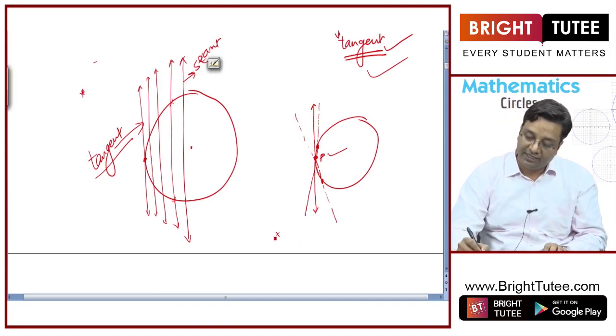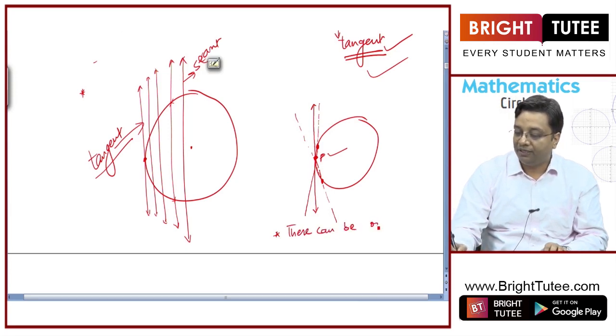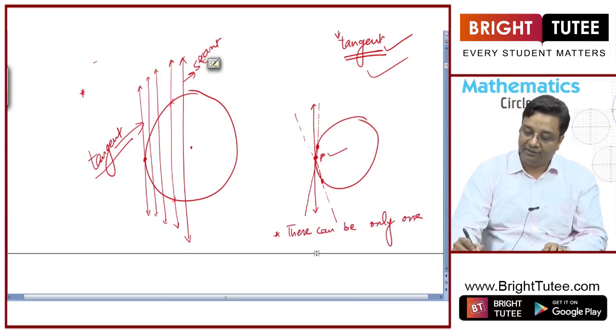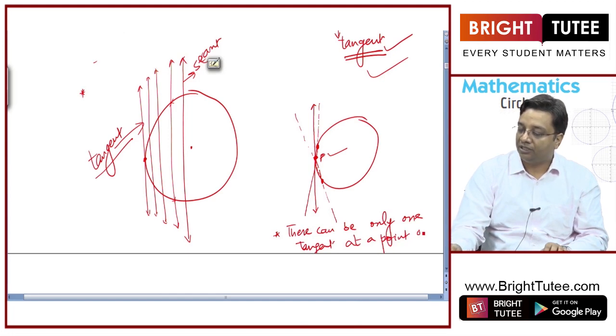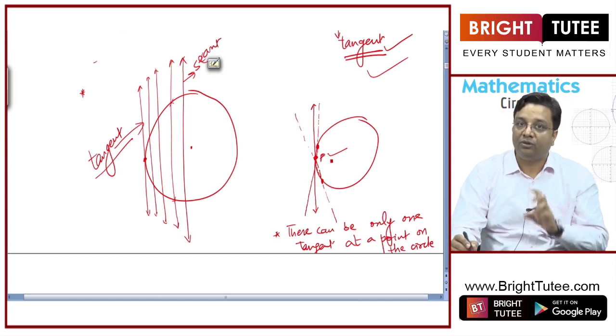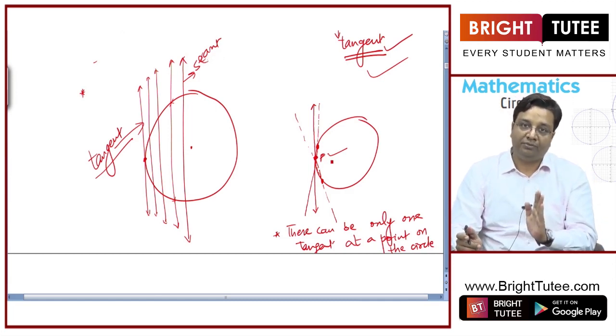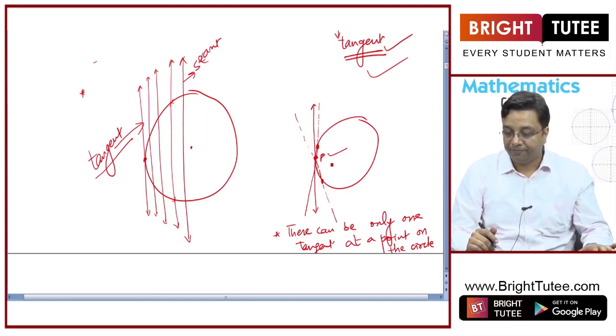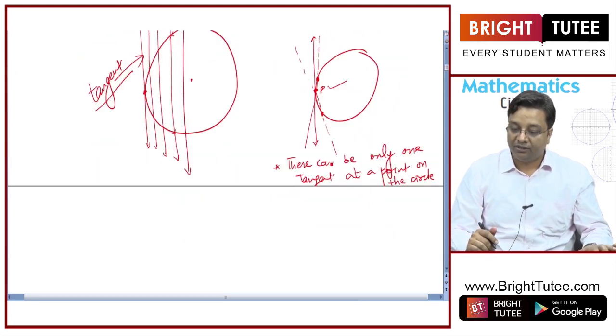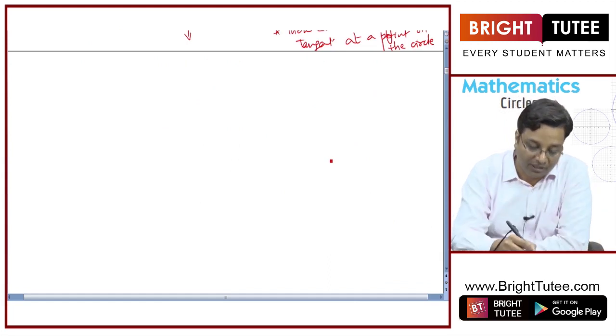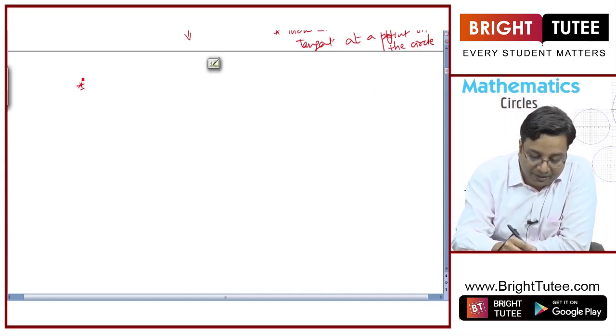So from this we can say there can be only one tangent at a point on the circle, okay. The point P is on the circle, so there can be only one tangent at point P on the circle, all right. So this is the first thing that we should learn, okay.